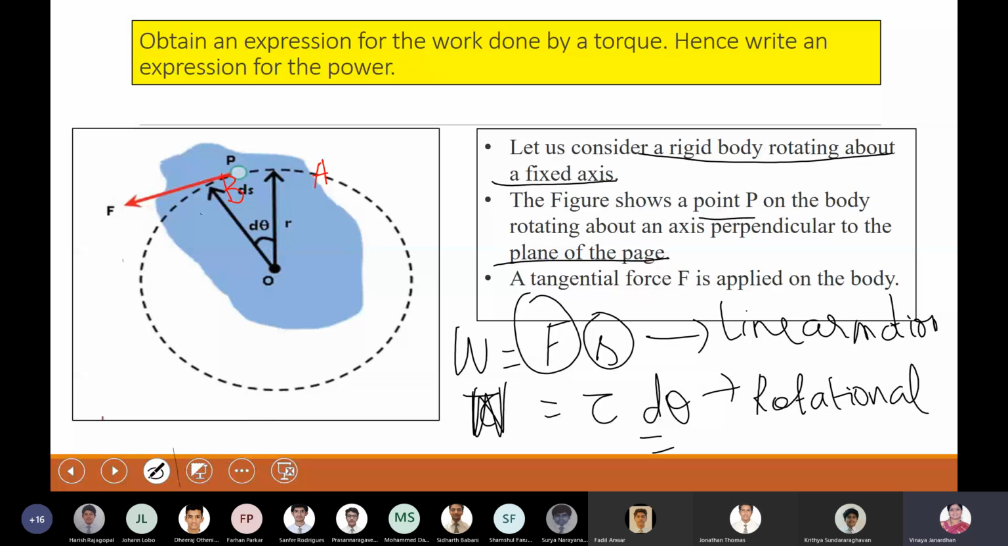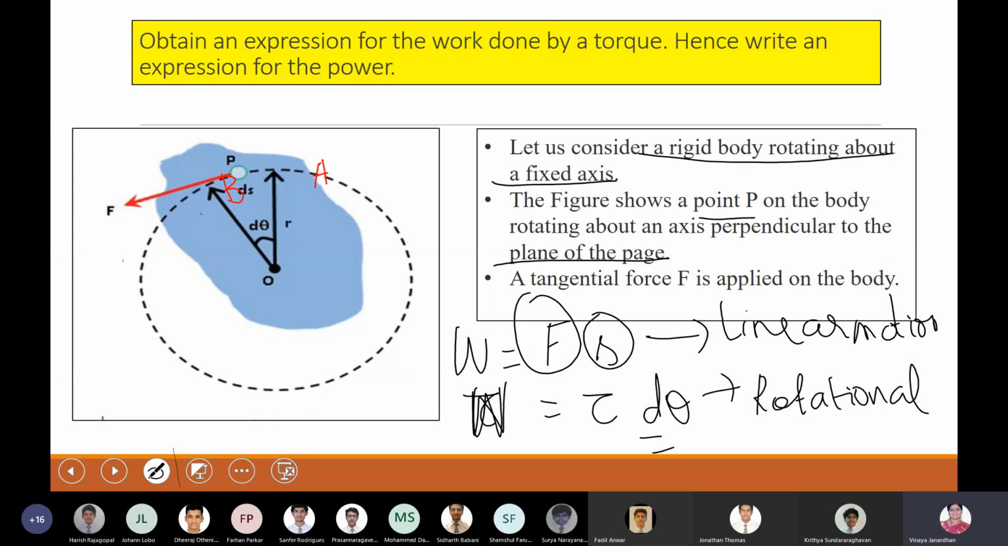Here, you apply a tangential force. This force produces a torque. This torque makes the particle rotate about an axis, right? It rotates, and the angular displacement is d theta. So let us find the work done by the torque in displacing the body from A to B.